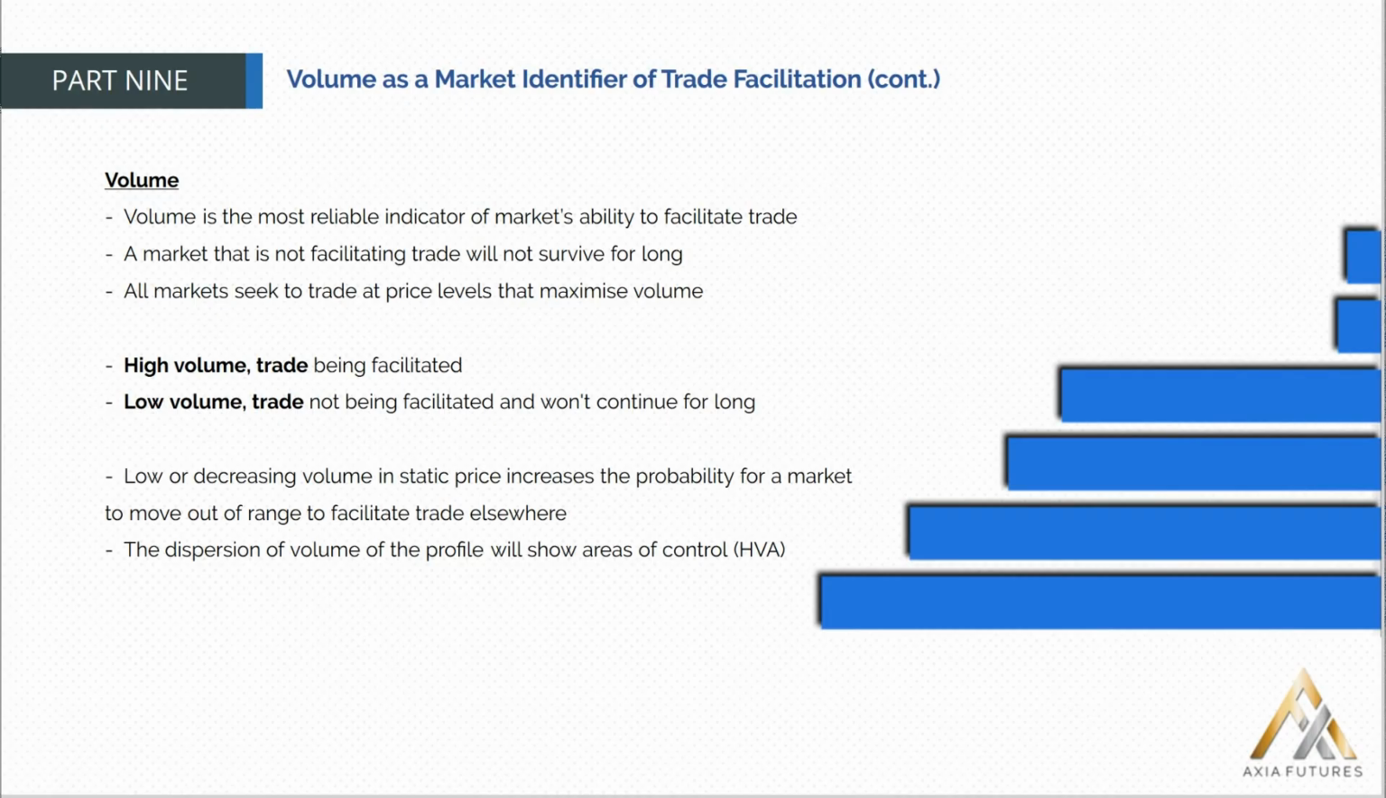Let's take a look at some of the principles now of volume. So firstly, volume is the most reliable indicator of the market's ability to facilitate trade. Remember, an auction process is all about how buyers and sellers are interacting with one another. Now, the amount of transaction taking place tells us a lot about how buyers and sellers are interpreting where price is trading, and that is why we pay key attention to the volume. Then, a market that is not facilitating trade will not survive long.